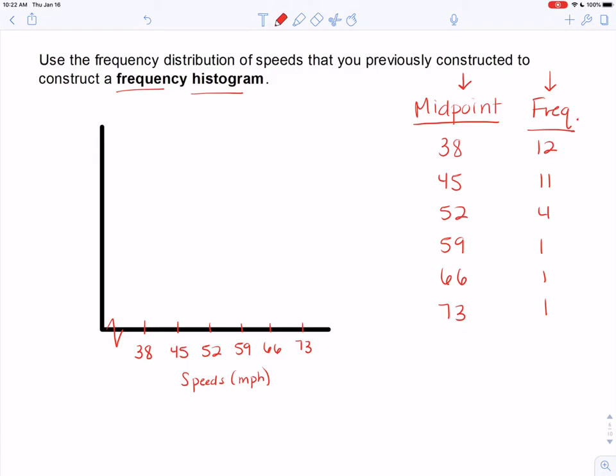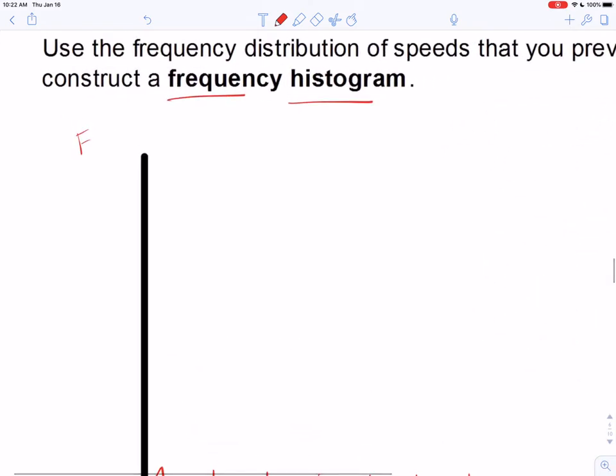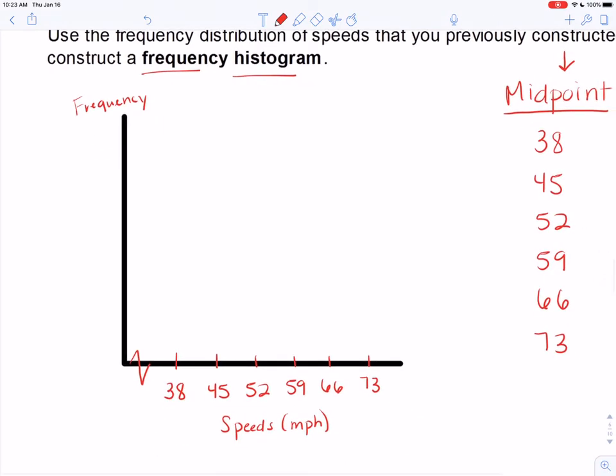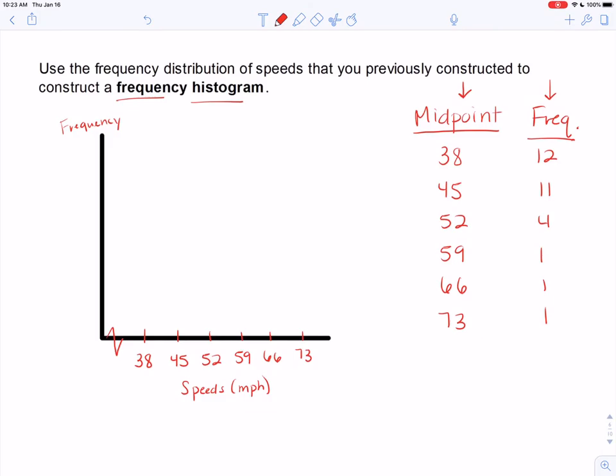On the vertical axis, we're going to graph our frequencies, since this is a frequency histogram, not a relative frequency histogram. So I'm going to go ahead and label. You always want to label what you're graphing. And then I'm going to set my scale. Now, my frequencies only go up to 12, so I don't need a huge scale, but I do want to define the scale that I'm going to be using to graph.